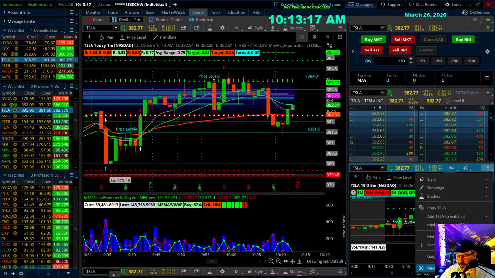Here we go. Let's see some of these different ones here. HOOD up $1. HOOD used to be a pretty good one to trade. You might want to look at that to see if it's got enough volatility, liquidity, I mean.